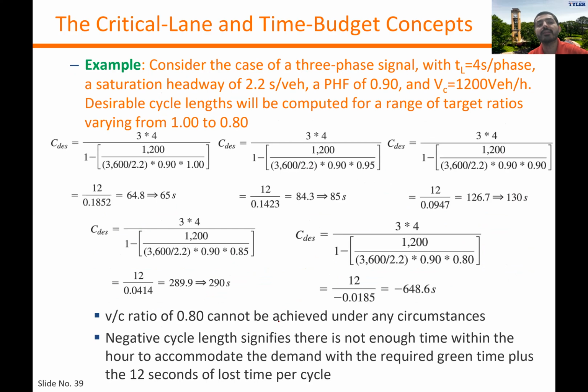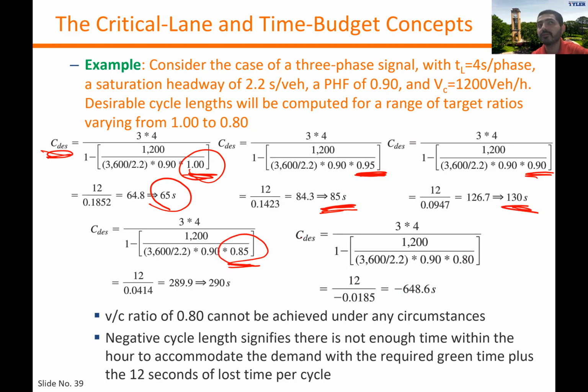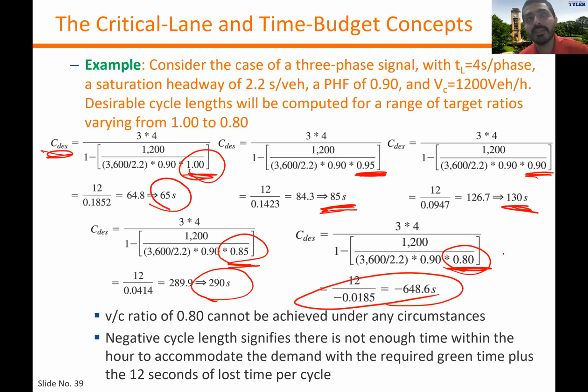How can we design the C design, the design cycle length, by varying the V over C? Having V over C equal to 1, again, I'm really exhausting the system because now I'm going to use the full capacity. The design cycle length is 65 seconds. But if I use 0.95, 85, which is not bad. 0.9, 130. 85%, now we're being too conservative. That's 290. If you want to do it right, the absolute conservative 0.8, 80% of the capacity, you're going to end up with a negative number. What does that mean? That means you can't really design this traffic signal at 80% V over C.